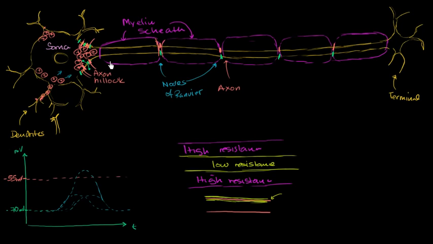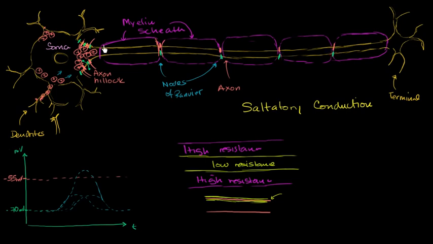And this type of conduction, where the signal just keeps boosting, if you were to just superficially observe it, it looks like the signal is almost jumping. It gets triggered here, then here, then here, then here, and then here. This is called saltatory conduction. It comes from the Latin word saltare, and my Latin isn't too good, but it means to jump around or to hop around. And that's because it looks like the signal is hopping around.